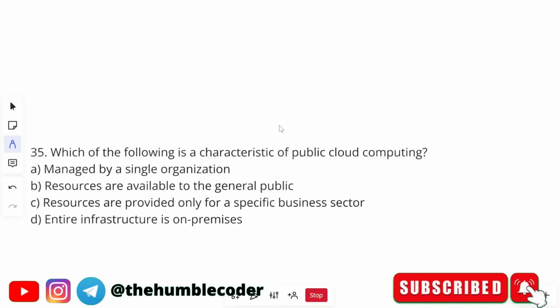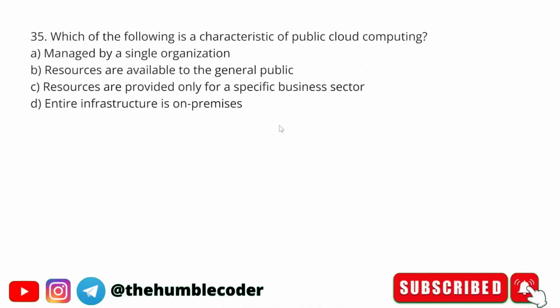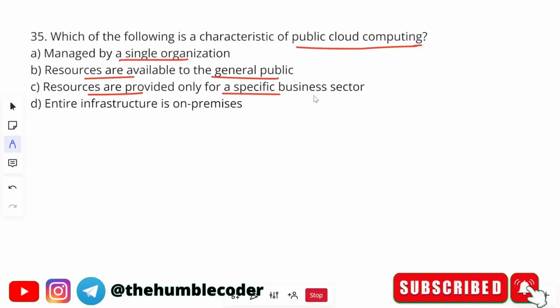Moving on. Which of the following is a characteristic of public cloud computing? Okay, so we have different options. We have to tell the characteristic of a public cloud computing. Let's see the options that we have. First is managed by a single organization. Option B is resources are available to general public. Option C is resources are provided only for a specific business sector. And option D is entire infrastructure is on-premise.